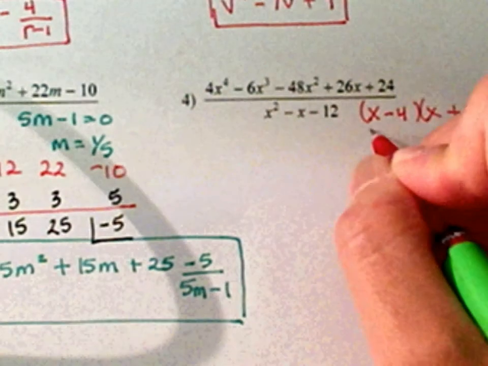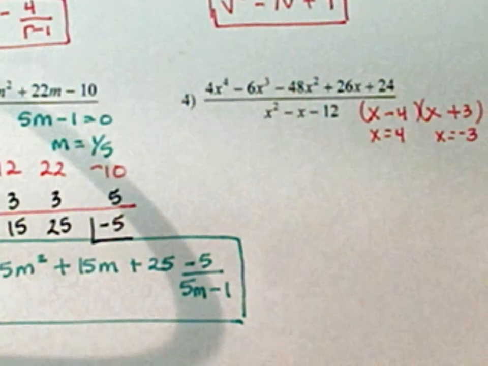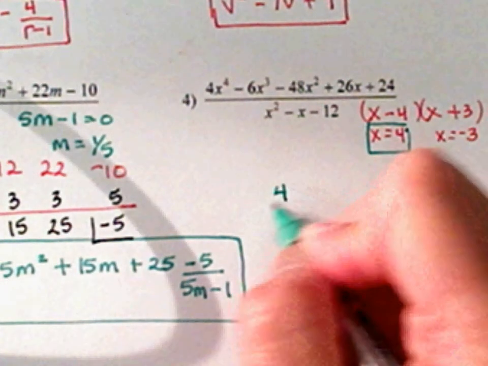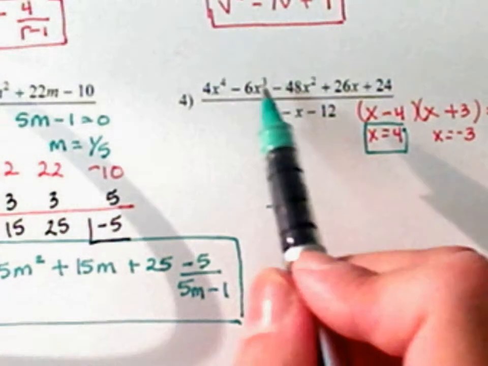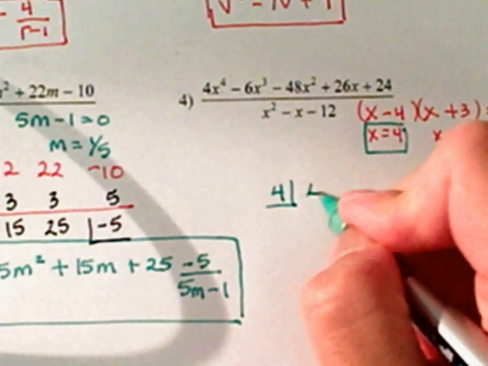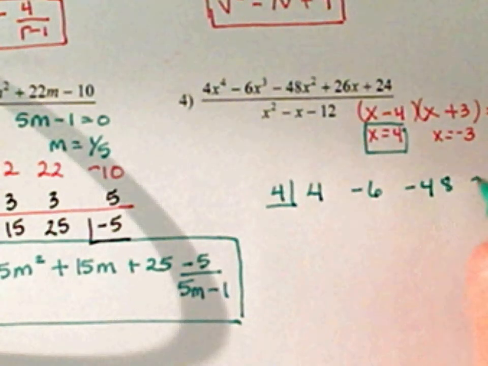Alright, set each one equal to 0. So x is equal to 4. X is equal to negative 3. We're going to use this one first. So our divisor is going to be a 4. Take a look. Is it in order from highest to lowest? With nothing missing. So bring down your coefficient. 4, negative 6, negative 48, 26, and 24.